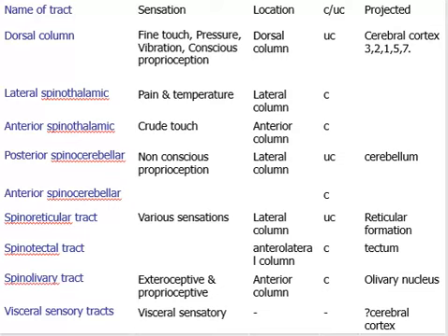So this is the entire thing. These are the tract names, the sensation, the location, and whether it is crossed or uncrossed, and where it is exactly projected.